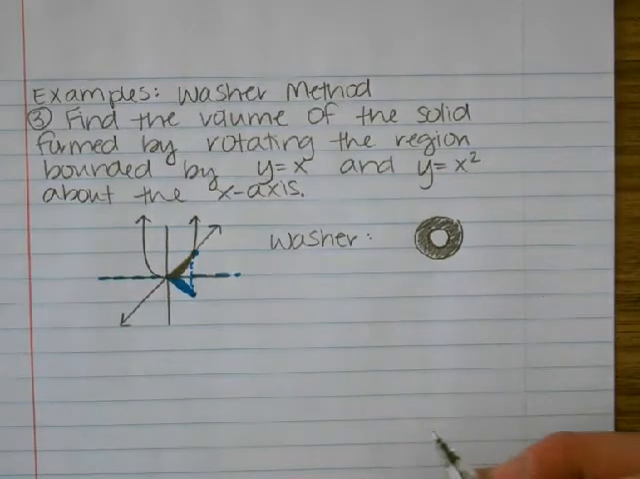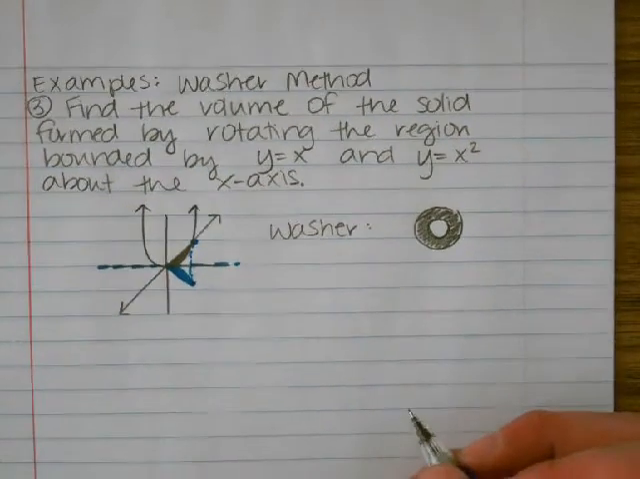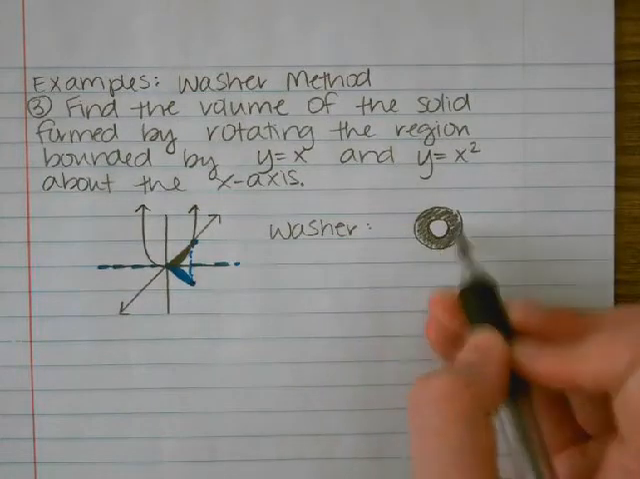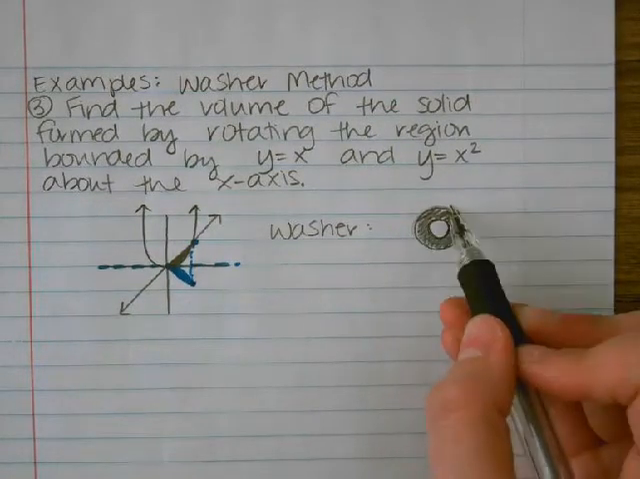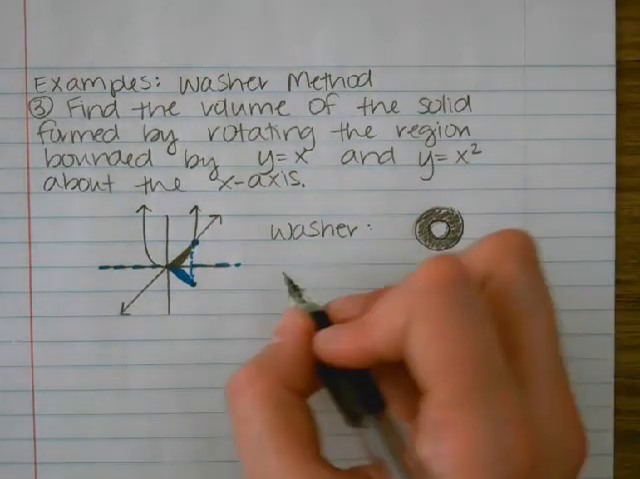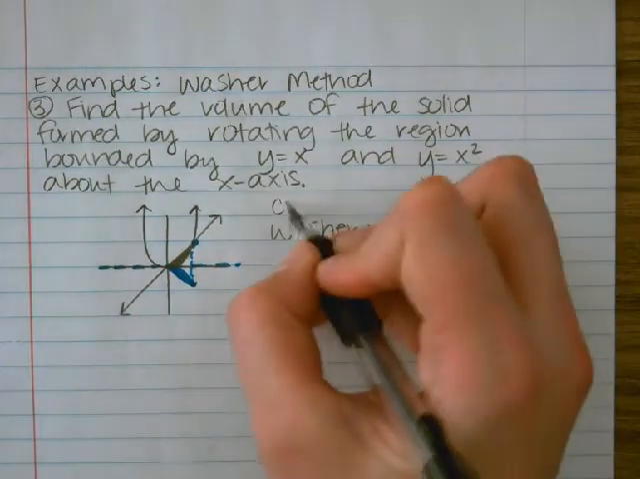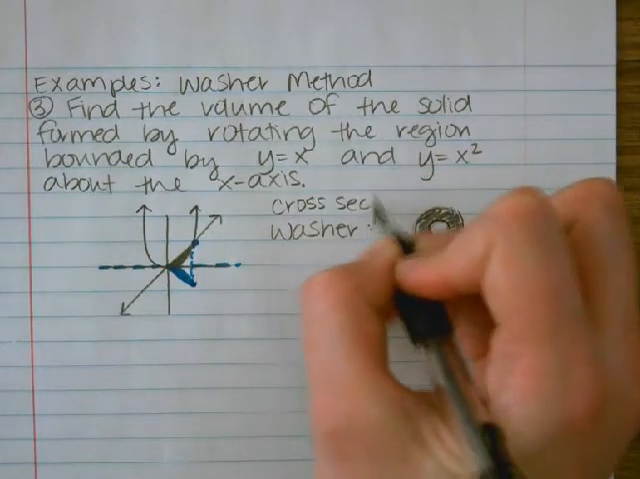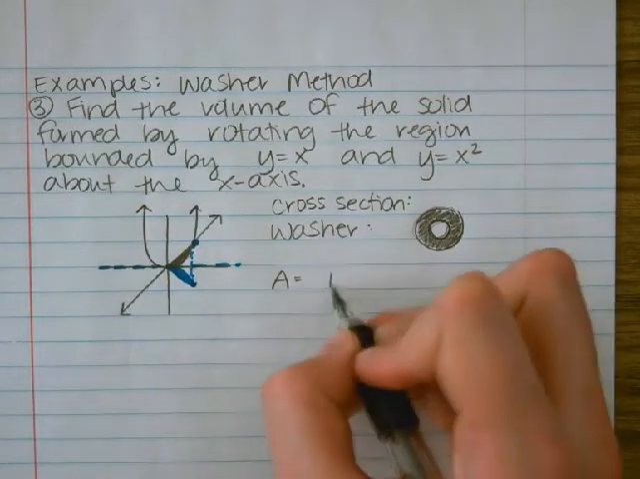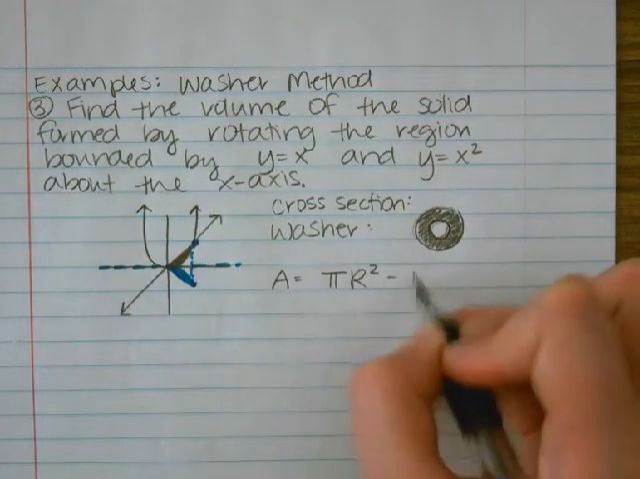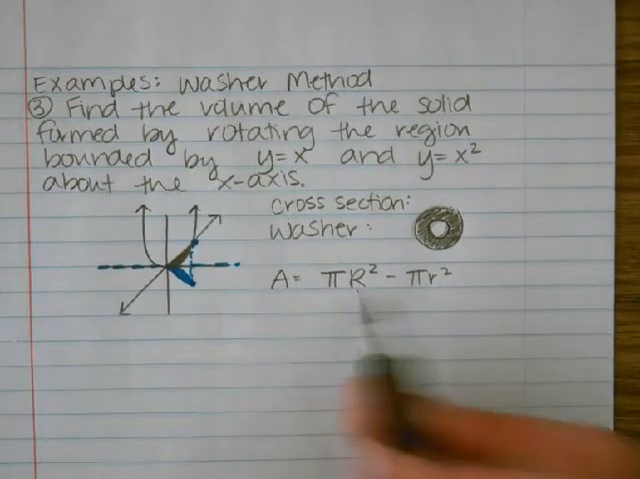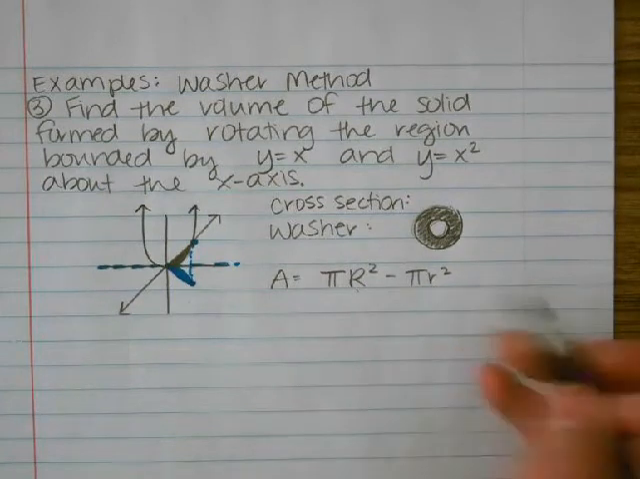Okay. So with the washer method, again, our cross-section is circular, but to find the area of this part, we have to take the area of the larger circle and subtract the smaller circle from it. So this cross-section is a washer or a donut, and our area formula is going to be pi R squared minus pi r squared, where the big R is the radius of the big circle and the little r is the radius of the little circle.